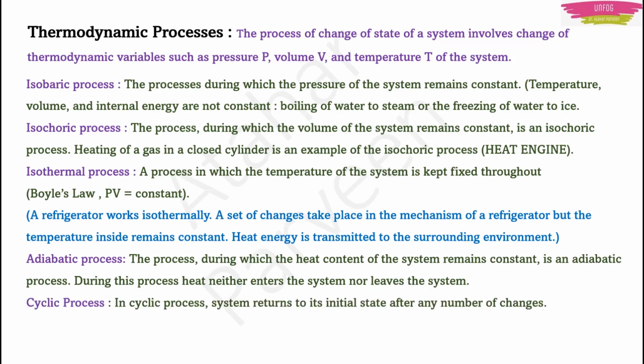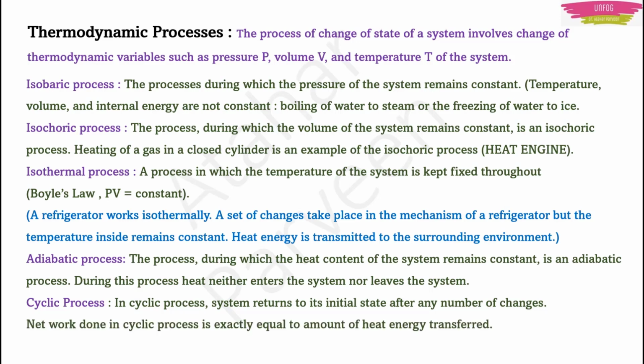Then there is a process called the cyclic process. In cyclic process, the system returns to its initial state after many changes. Even though changes occur, still the system will come back to its original, initial state. This type of process is known as cyclic process. There is a non-cyclic process also, in which the system will not come back to its initial state. In cyclic process, the net work done is exactly equal to the amount of heat energy transferred. This is an important point here.